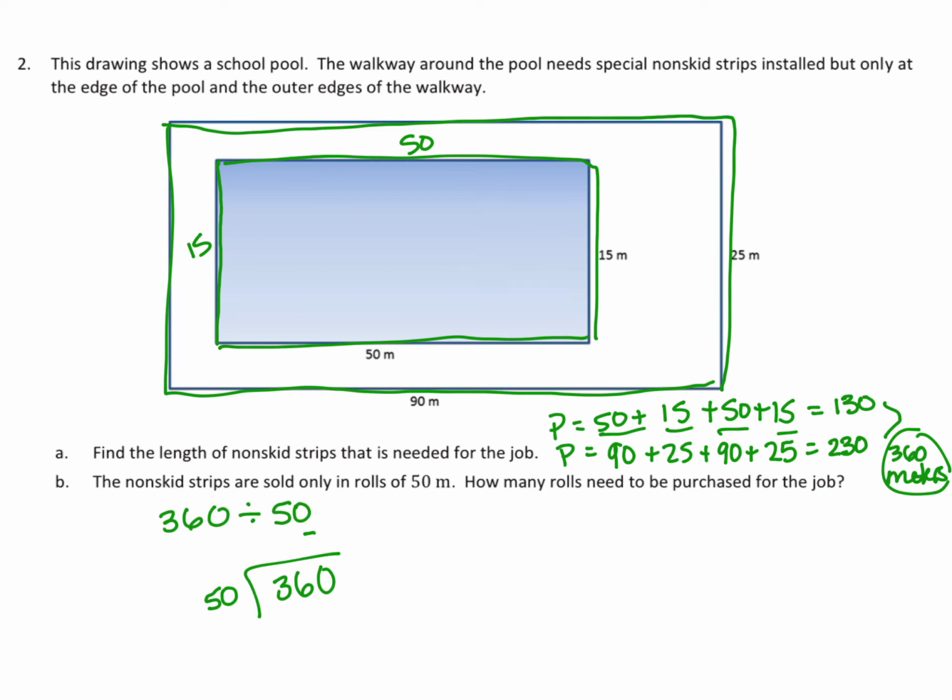Do you think we can buy part of a roll? We will need to purchase 8 rolls. We have to buy enough to cover that extra part, that extra 0.2 right here. So we're going to purchase 8 rolls to complete the job.